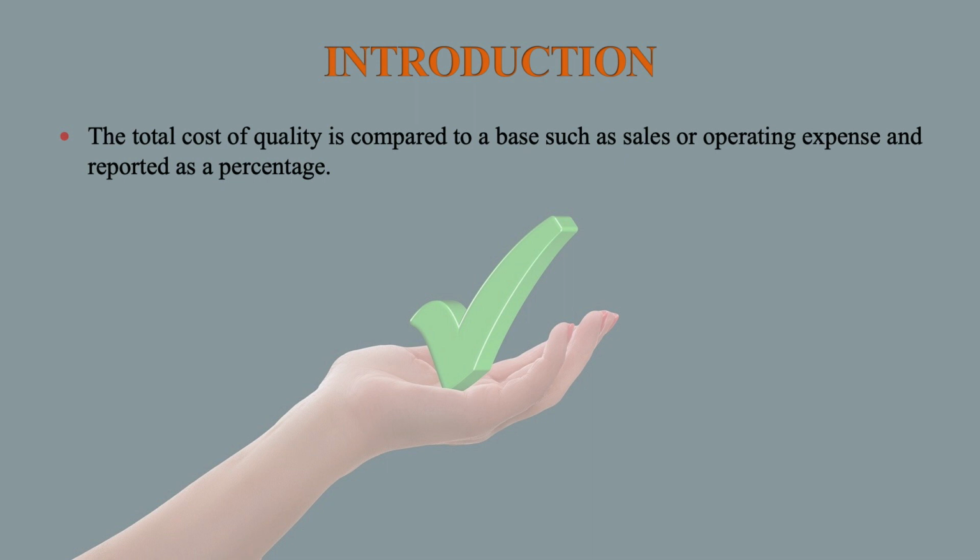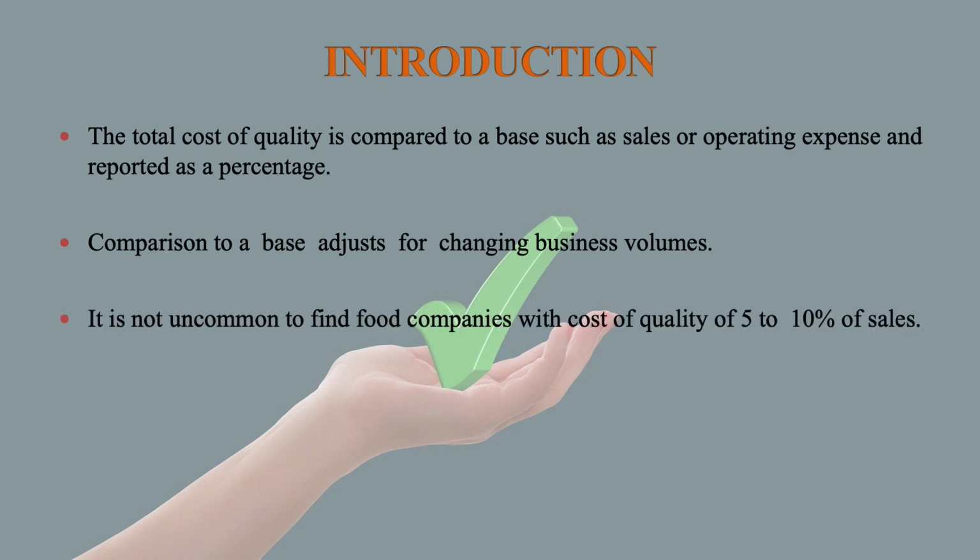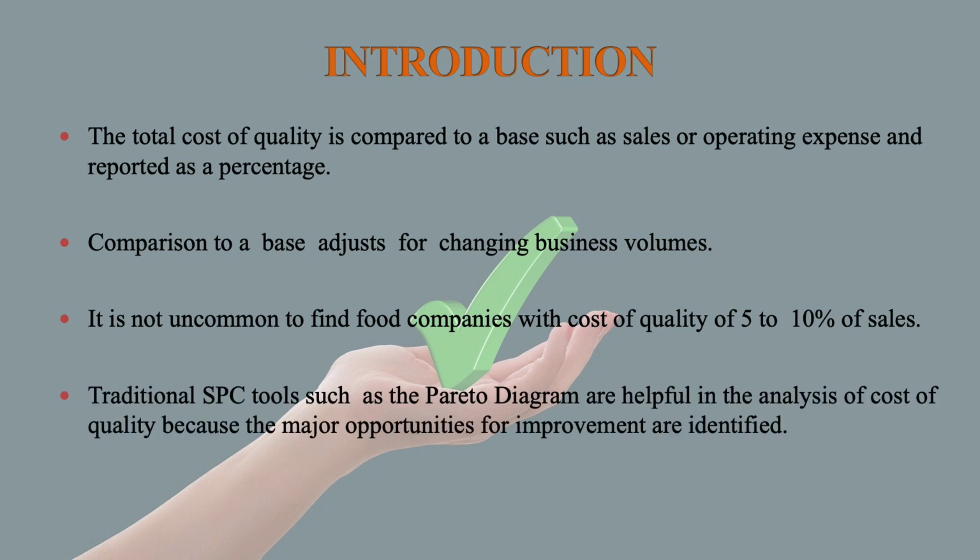The total cost of quality is compared to a base such as sales or operating expenses and reported as a percentage. Comparison to a base adjusts for changing business volumes. It is not uncommon to find food companies with cost of quality of 5 to 10% of sales. Traditional SPC tools such as the Pareto diagram are helpful in the analysis of cost of quality because the major opportunities for improvement are identified. Specific examples will be provided.